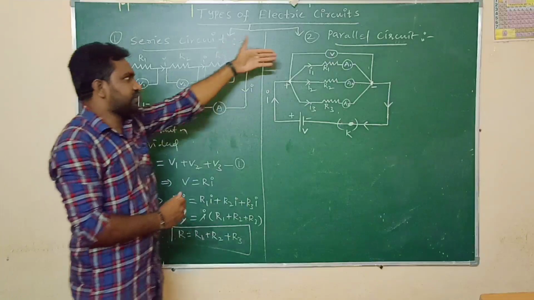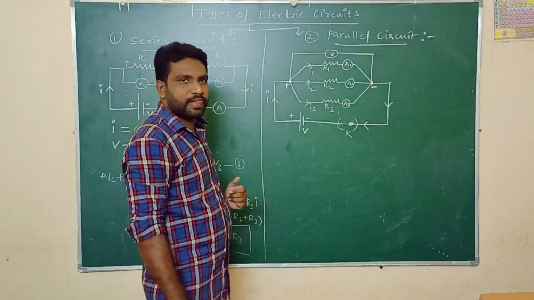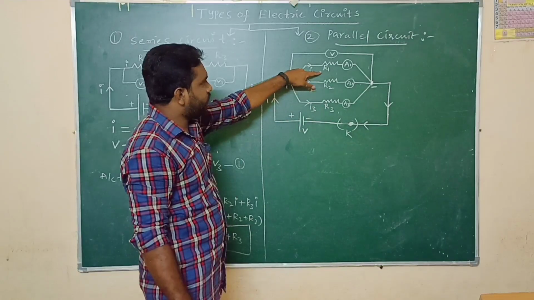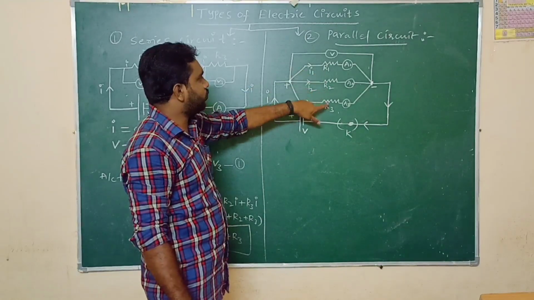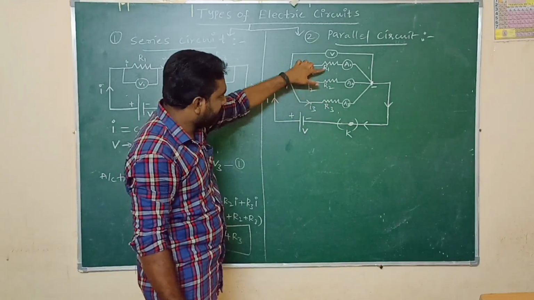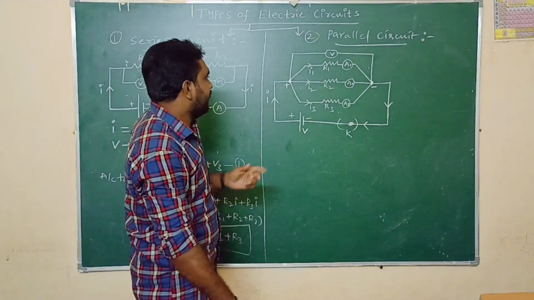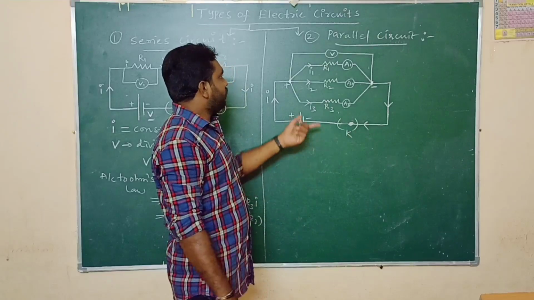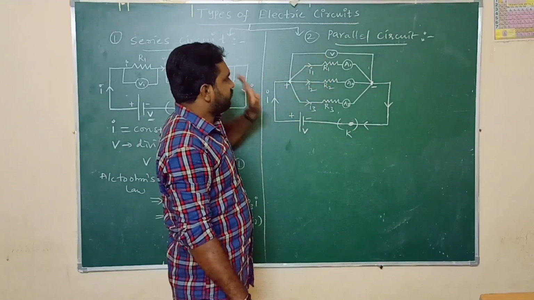Now we are going to discuss the parallel combination of resistors. First we have to observe the circuit diagram. Here also we are going to consider the three resistors R1, R2 and R3. They are connected in parallel to each other. And here we consider three ammeters A1, A2, A3 and only one voltmeter. So that is the difference.